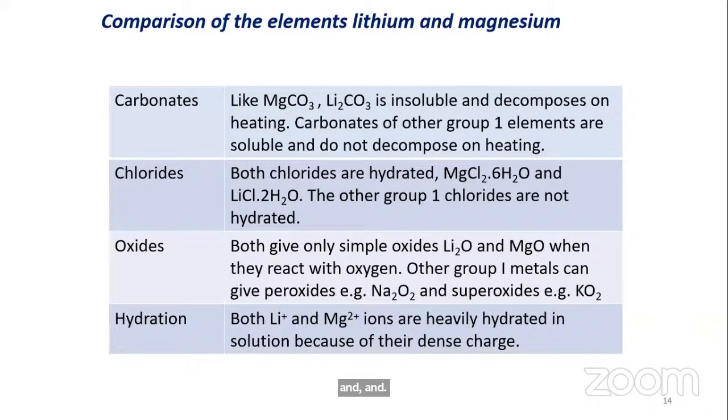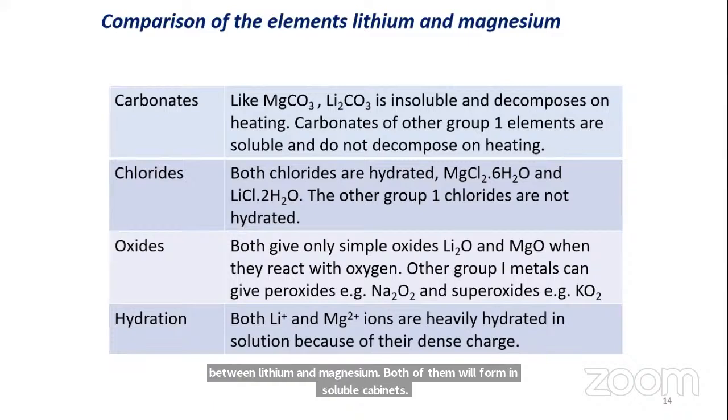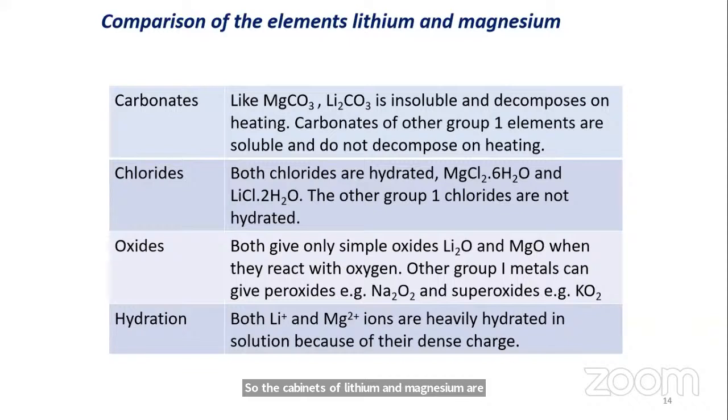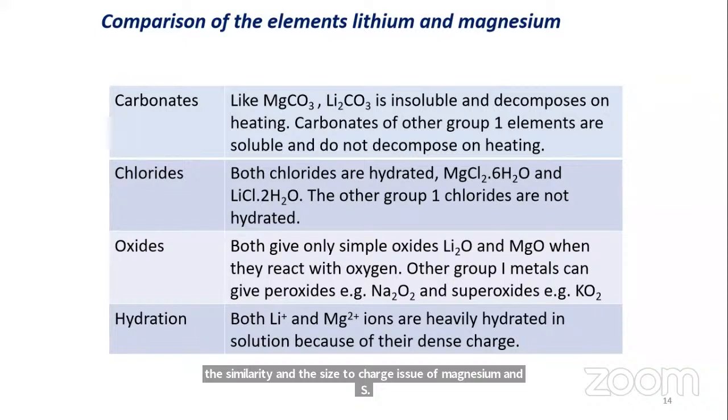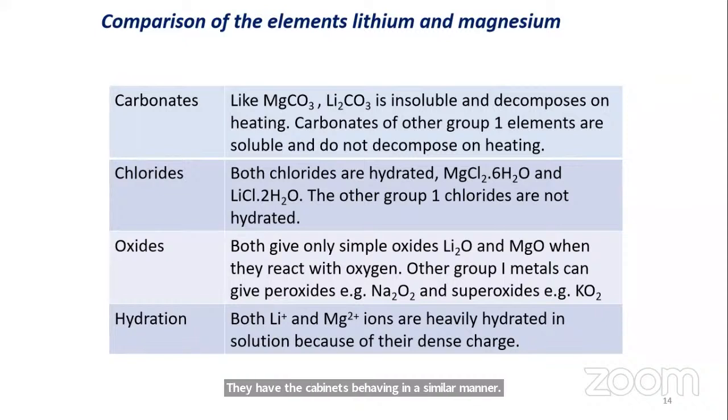In the case of some similarities in properties between lithium and magnesium, both of them will form insoluble carbonates. So the carbonates of lithium and magnesium are both insoluble and they decompose on heating. Whereas for the other group 1 elements, the carbonates of these elements are soluble in water and they are stable. They do not decompose on heating. But because of the similarity in the size to charge ratio of magnesium and lithium, they have the carbonates behaving in a similar manner. Also, the diagonal relationship is reflected in the chemistry of the chlorides.